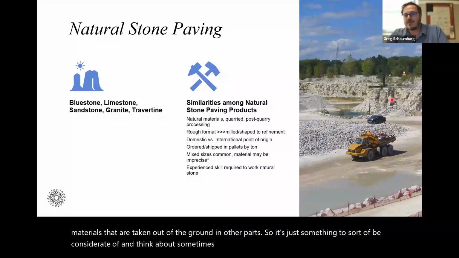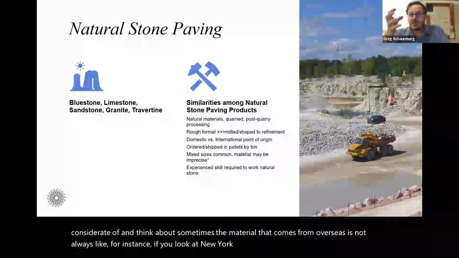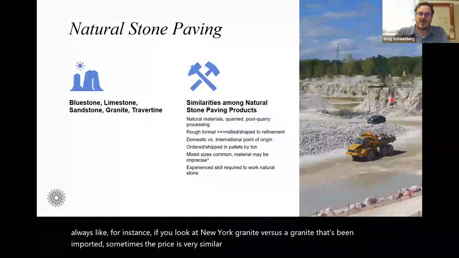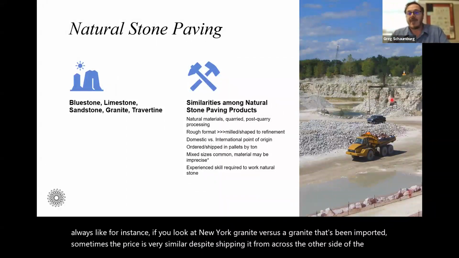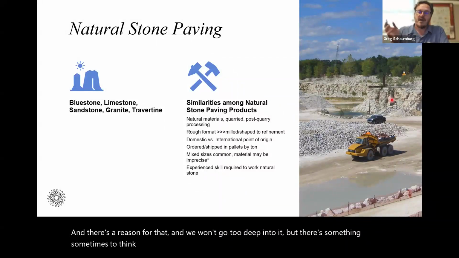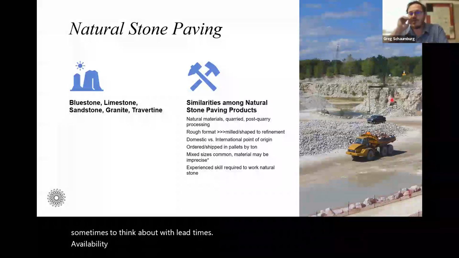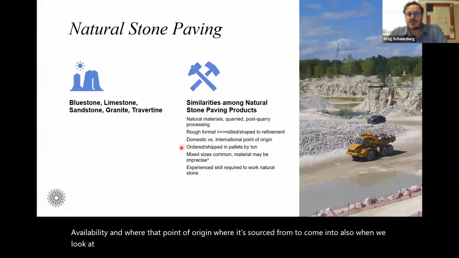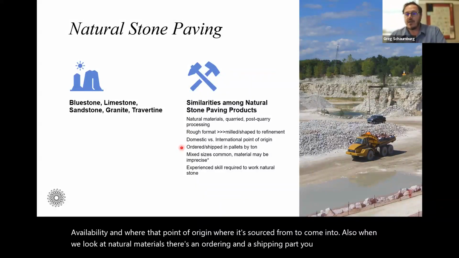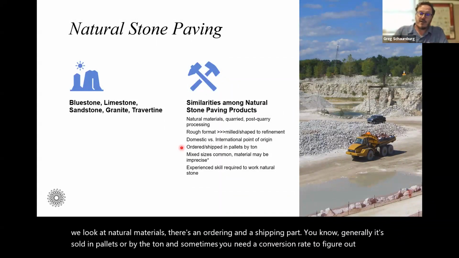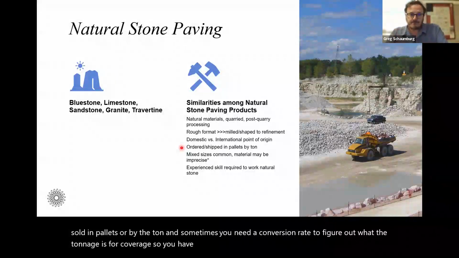Sometimes the material that comes from overseas is not always more expensive. For instance, if you look at New York granite versus a granite that's been imported, sometimes the price is very similar despite shipping it from the other side of the ocean, and there's a reason for that. We won't go too deep into it, but there's something to think about with lead times, availability, and where the point of origin is, where it's sourced from. Also, when we look at natural materials, there's an ordering and a shipping part. Generally it's sold in pallets or by the ton, and sometimes you need a conversion rate to figure out what the tonnage is for coverage, so you have enough material.